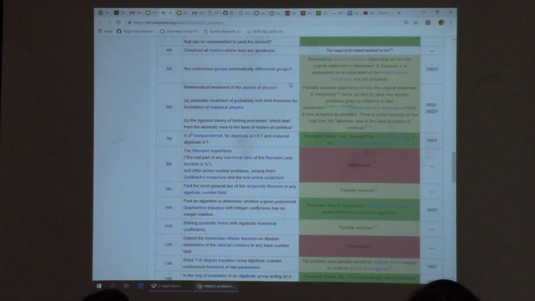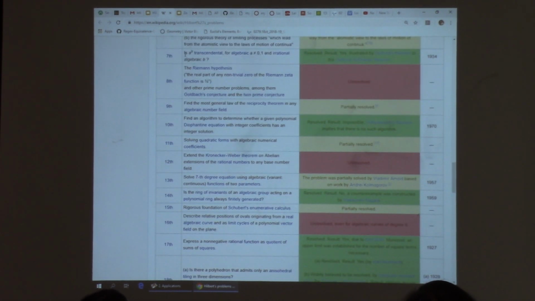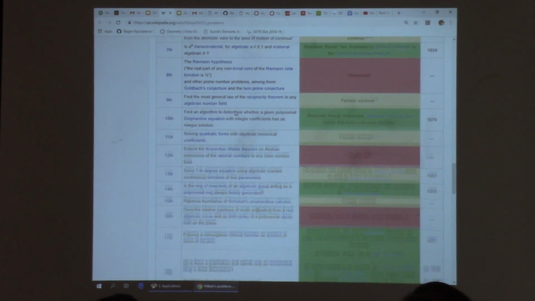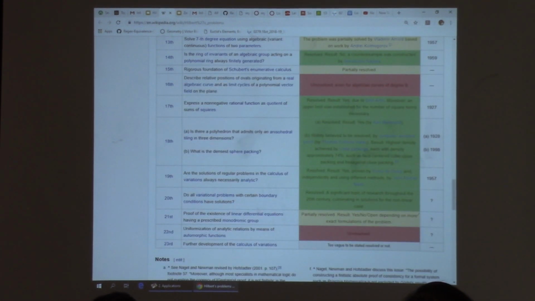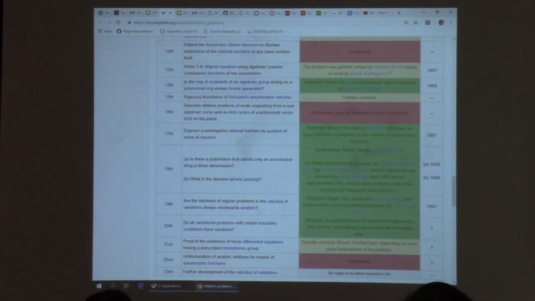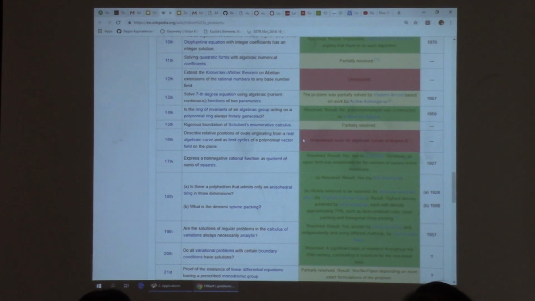Continuous groups, something, something, resolved-ish. Axiomatized physics, partially resolved. Okay. Then is A to the B transcendental? Resolved, yes. Good. The Riemann hypothesis, unresolved. And then et cetera, et cetera. So as you can see, about a third of them have been solved. Some have been declared too vague to be solved, and some are still just unresolved.